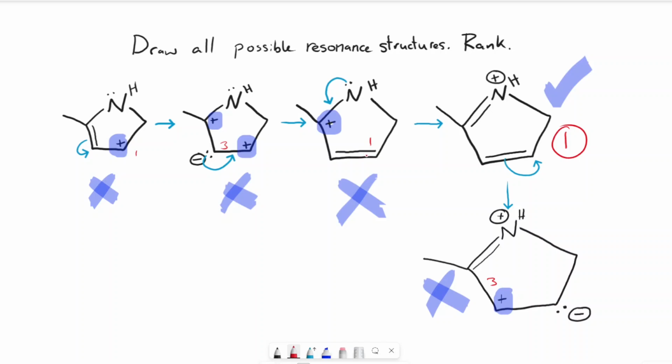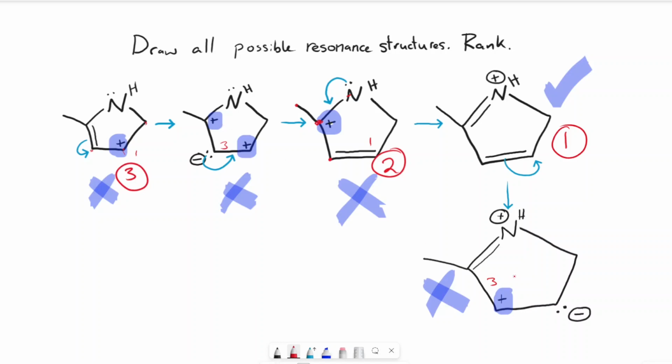So if we compare 1 and 3 here, you can see that this carbon is attached to a carbon here and a carbon here and a nitrogen. This carbon here is attached to a carbon here, and a hydrogen. We can conclude that 2 carbons and a nitrogen is better than 2 carbons and a hydrogen, so we will give this one the number 2 ranking and this one the number 3 ranking.